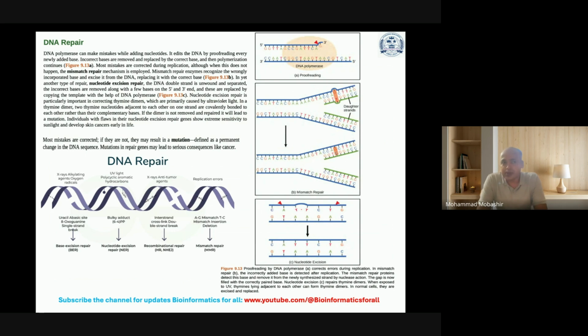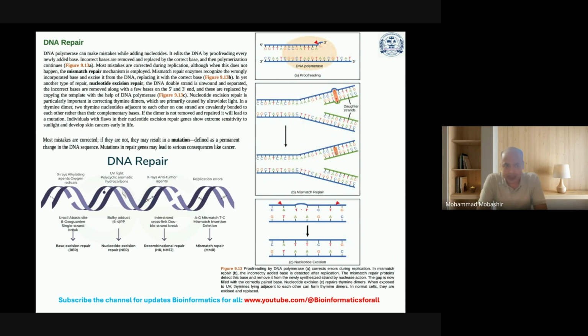Nucleotide excision repair is particularly important in correcting thymine dimers, which are primarily caused by ultraviolet light. In a thymine dimer, two thymine nucleotides adjacent to each other on one strand are covalently bonded to each other rather than to the complementary bases. If the dimer is not removed and repaired, it will lead to a mutation. Individuals with flaws in their nucleotide excision repair genes show extreme sensitivity to sunlight and develop skin cancers in early life stage.